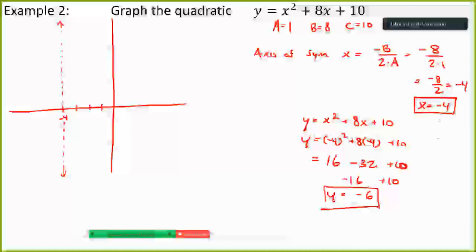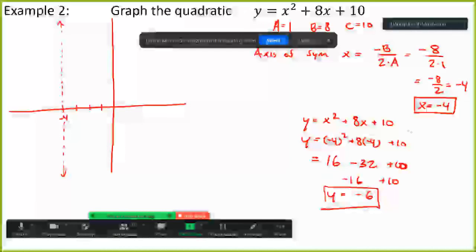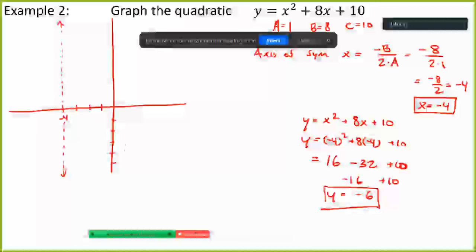So that goes with what we plugged in the beginning, -4. So -4 down 6. Okay. 1, 2, 3, 4, 5, 6. So there's our vertex. -4, -6.